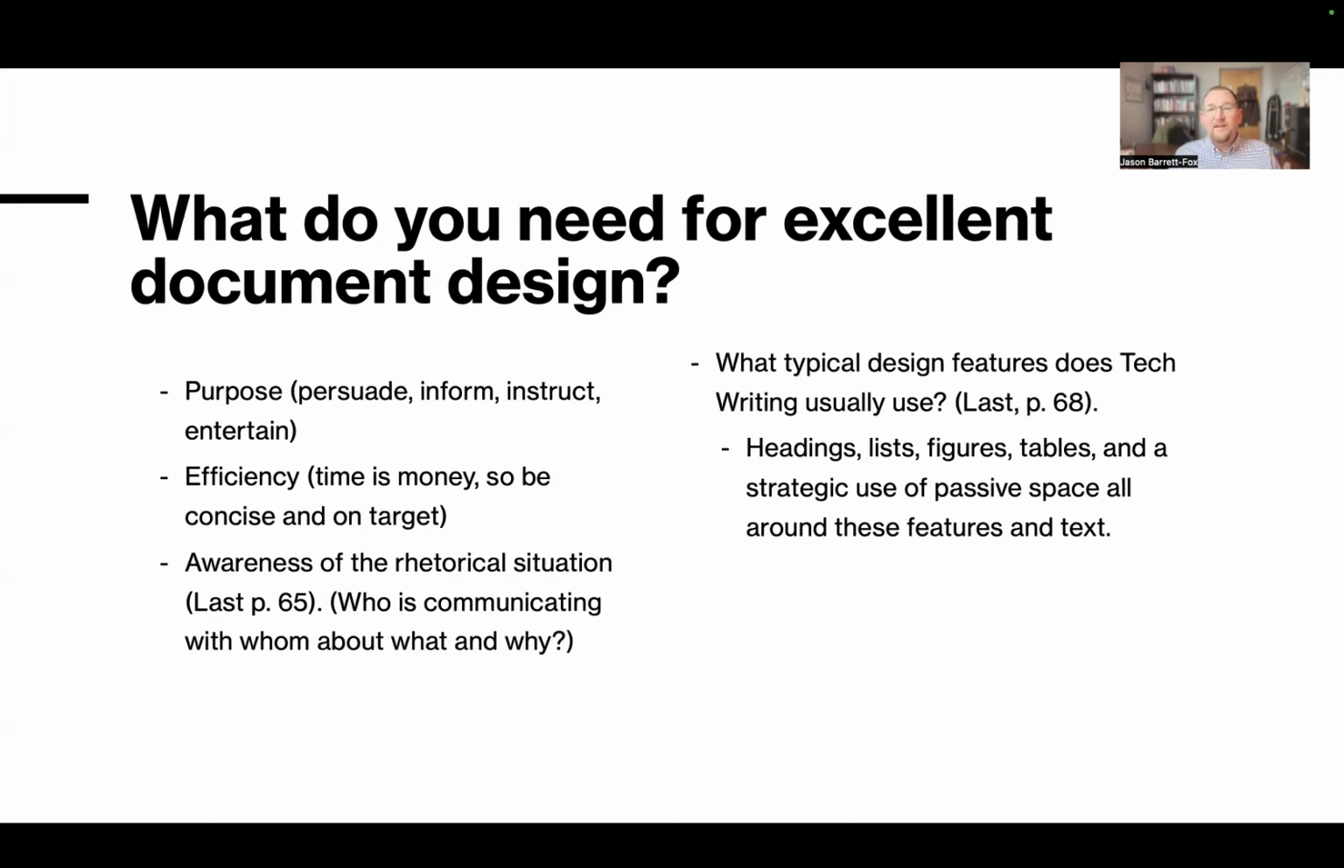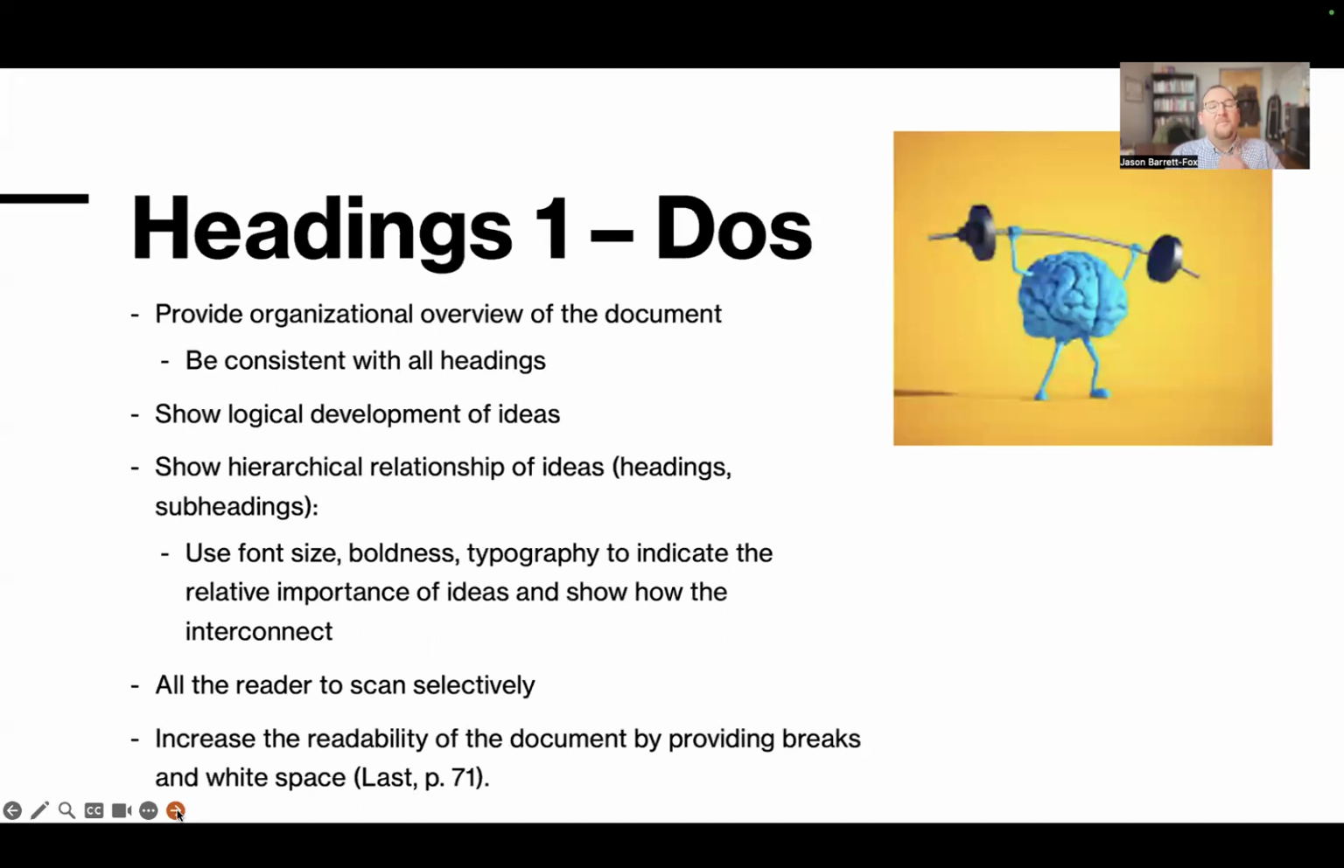What other kinds of design features do tech writers pay attention to? Well, they look for headings, lists, figures, tables, and finally, a really strategic use of white space. That is, if you're delivering information that's cognitively taxing, it's absolutely crucial to not overwhelm in terms of design. So you've got to leave a lot of negative space or white space to help those ideas sink in. Again, which is very different from what we would do in an essay, which leaves, of course, very little white space.